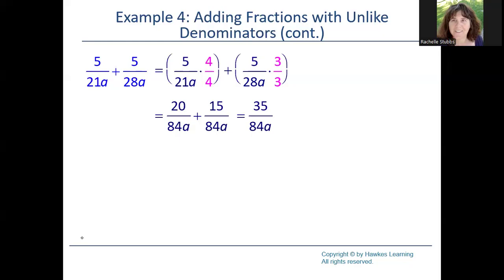Over 84. I think, is there anything that they have in common? There is, I think. 35 is 5 times 7. 84 is 7 times 12. So look what will cancel out. The 7s. Wow. And I'm left with 5 over 12a. And that's my final answer.